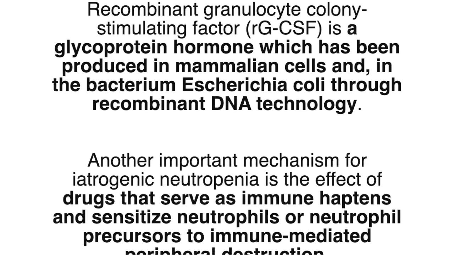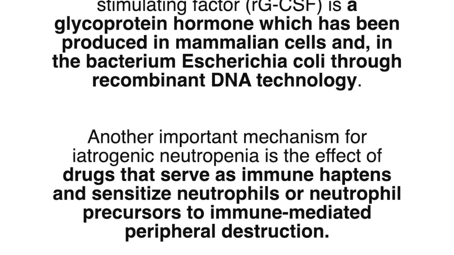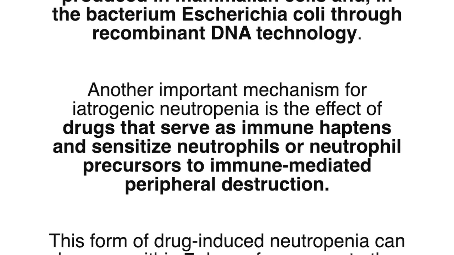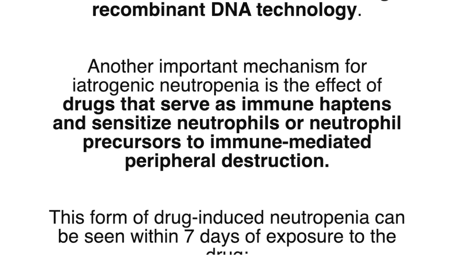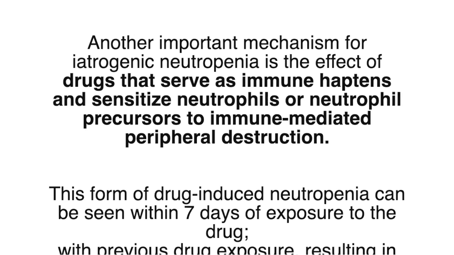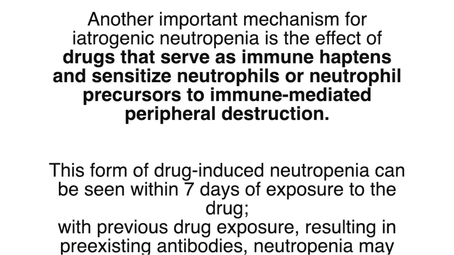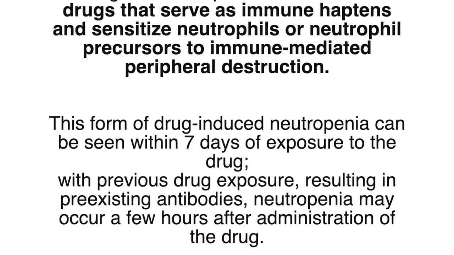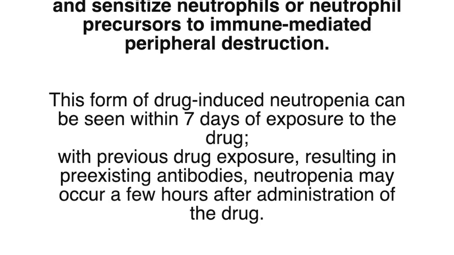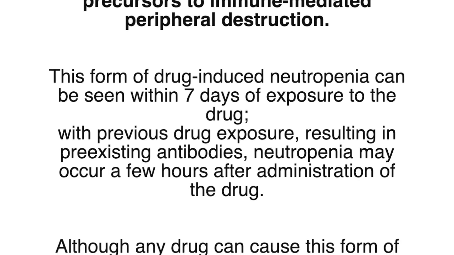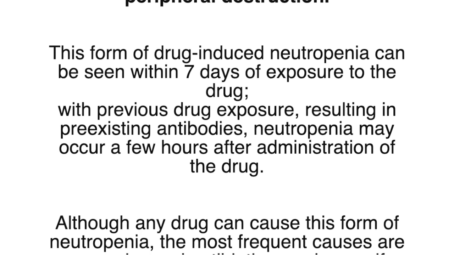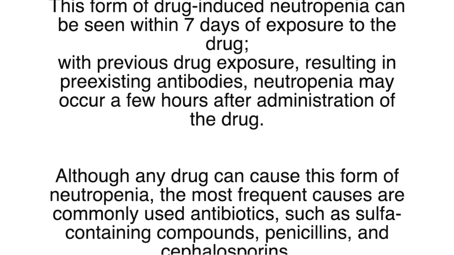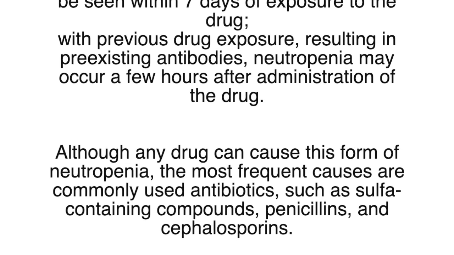Another important mechanism for iatrogenic neutropenia is the effect of drugs that serve as immune haptens and sensitize neutrophils or neutrophil precursors to immune-mediated peripheral destruction. This form of drug-induced neutropenia can be seen within 7 days of exposure to the drug. With previous drug exposure, resulting in pre-existing antibodies, neutropenia may occur a few hours after administration of the drug.